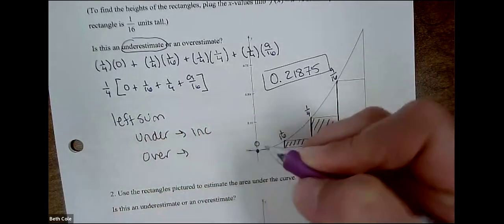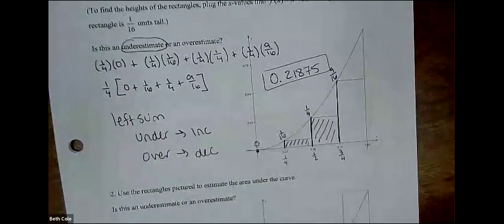It's an overestimate if your function is decreasing. If you imagine a graph going down, do you have an imagination? If you imagine a graph going down, do you see how the left side would be higher up? Okay, so that would be an overestimate. Okay, I'm just acting it out with my hands and being silly.